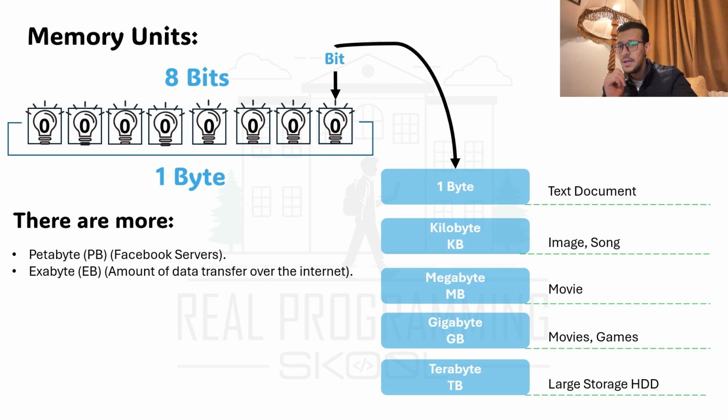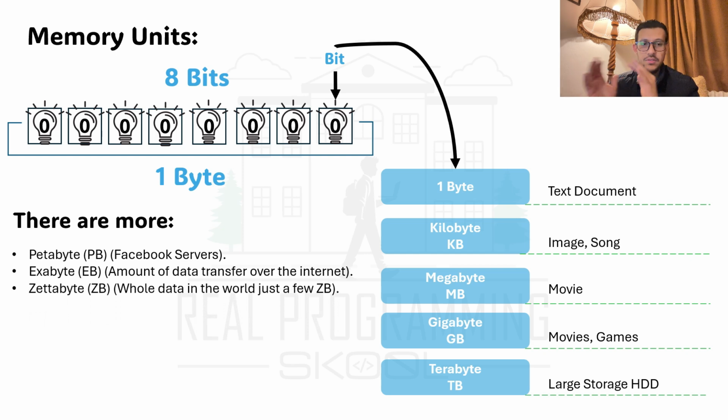And we have something called exabyte. Exabyte is the amount of data transferred over the internet, they say. All the data that is transferred over the internet is measured in exabytes.